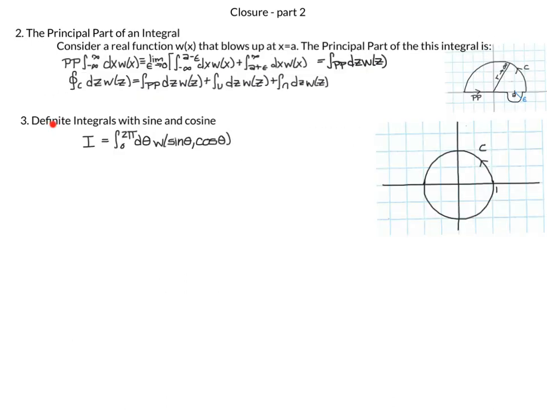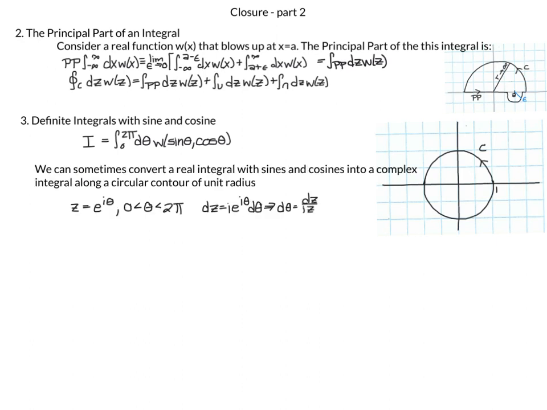So here we're going to look at definite integrals with sines and cosines, and these are real valued functions now. And I left some notes on the principal part of an integral. I don't even think we're going to use it, but I'll leave it here in case we do, and then if we don't, I'll get rid of it. And the idea is sometimes we can convert a real integral with sines and cosines into a complex integral and then use a circular contour of unit radius, and then we can use the residue theorem.